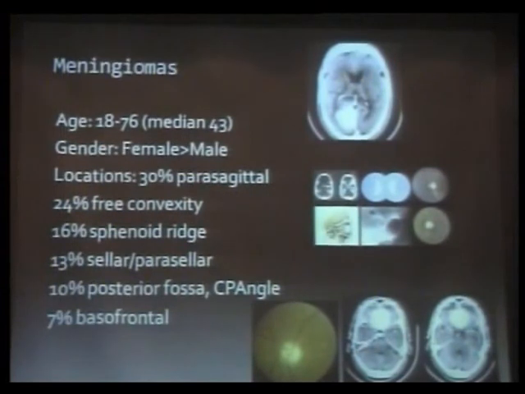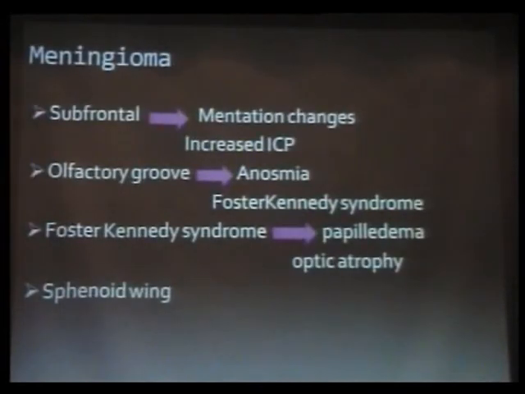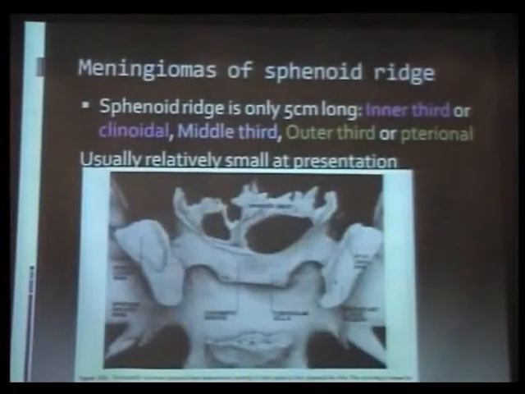And meningiomas, I understand, we're seeing a lot in the Arabian Peninsula now, and they can occur along the falx. They can occur suprasellar or subfrontal, as this patient with a huge subfrontal meningioma and optic atrophy. So meningiomas really happen anywhere, and their symptoms are related to where they do happen. So subfrontal mentation changes, olfactory groove, Foster-Kennedy syndrome, and lack of smell. And we know Foster-Kennedy syndrome is papilledema in one eye, optic atrophy in the other, related to a tumor and commonly a meningioma, and then along the sphenoid wing as well.